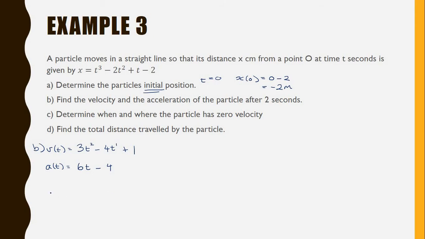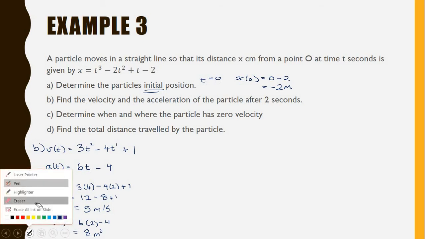So to find the velocity and acceleration after 2 seconds, I'm going to substitute in v of 2. So that means it'll be 3 times 2 squared, which is 4, minus 4 times 2 plus 1. So that's going to be 12 minus 8 plus 1. So the velocity is 5 meters per second. It's positive, so it means after 2 seconds my particle's moving to the right. If I want to find the acceleration after 2 seconds, I substitute in 2. So I've got 6 times 2 minus 4. So 12 minus 4, that's 8 meters per second.